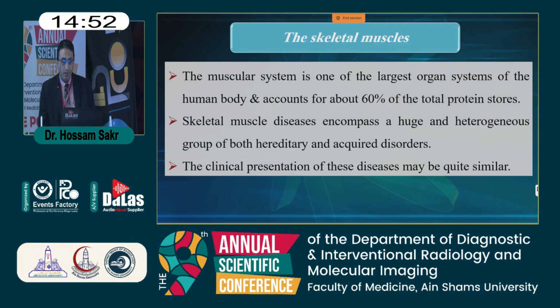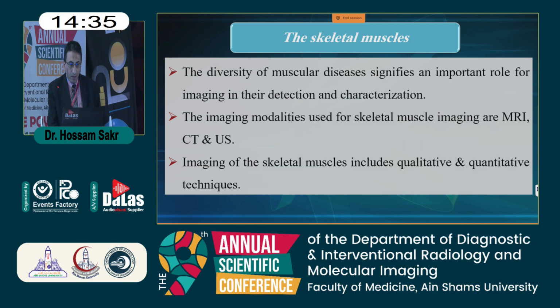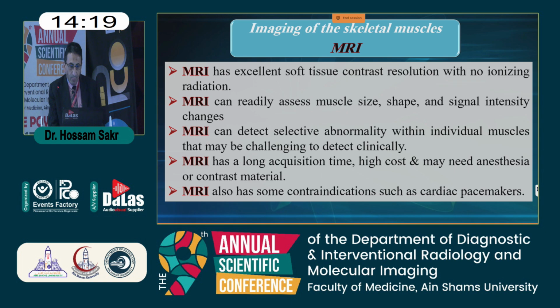The muscular system is one of the largest organ systems of the human body, accounting for about 60% of total protein stores. Skeletal muscle diseases encompass a huge and heterogeneous group of both hereditary and acquired disorders. The clinical presentation of these diseases may be quite similar. The diversity of muscular diseases signifies an important role for imaging in their detection and characterization. The imaging modalities commonly used for skeletal muscle imaging are MRI, CT, and ultrasound. Imaging of skeletal muscles includes qualitative and quantitative techniques.